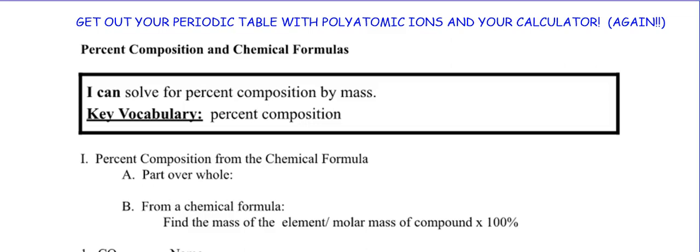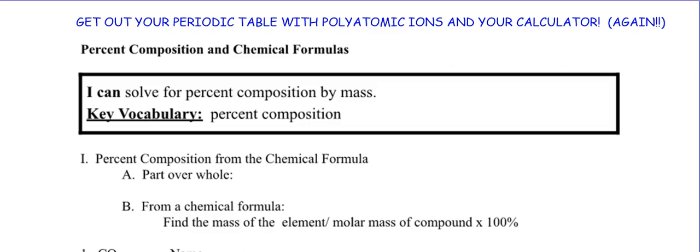All right, hopefully you have everything you need, so let's go ahead and do this. We are doing percent composition and chemical formulas, so we're going to solve percent composition by mass. Well, let me ask you this before we get started. If I were to ask you, what is the percent of girls in your classroom, what would you do? Well, I bet I'd first count up all the girls, and then I'd count up everyone. And then I'd take the number of girls divided by everyone in the classroom, and I'd get a decimal, then you have to multiply it by 100. And that's the same idea.